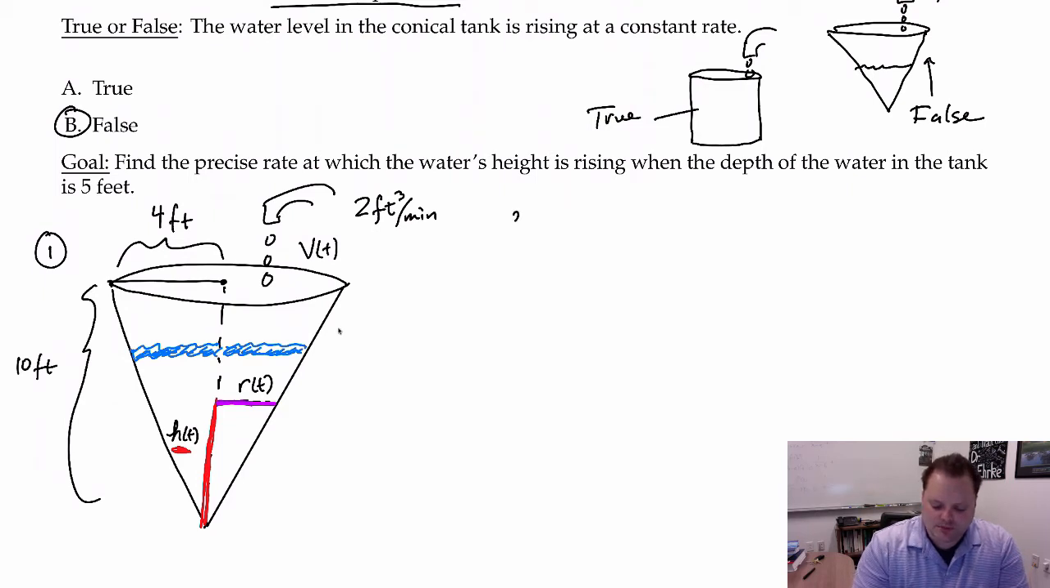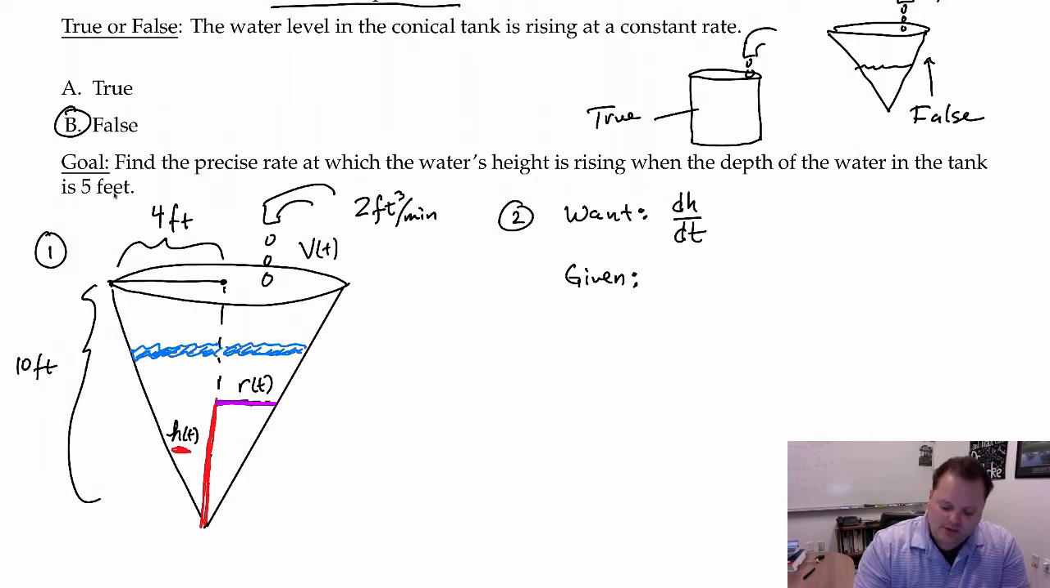So step 2, I should list the rate that I want to find and the rate that I am given. So the rate that I want to find here is the precise rate at which the water's height is rising. I want to know dH/dt. Specifically, I want to know the rate at which the height is changing when the depth of the water is 5 feet. So dH/dt when the height of the water is 5 feet.